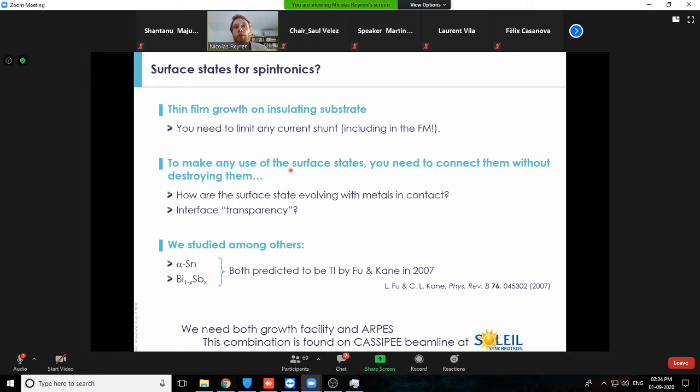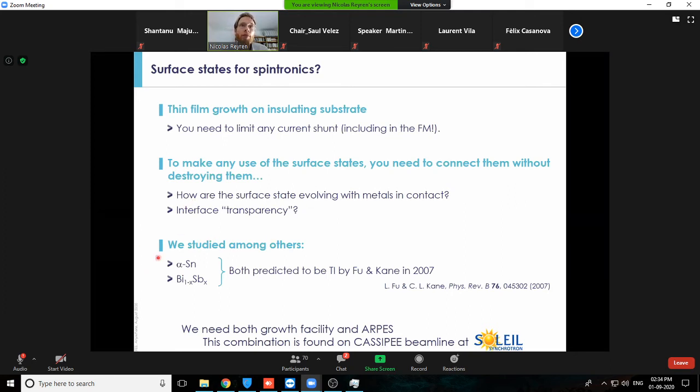And of course, if you want to make use of surface states, you need to connect them without destroying the surface states. And in particular, if you deposit a ferromagnet on top of your topological insulator, what is happening? Do you keep the conical dispersion or not? And there are also questions about the interface transparency that we have already discussed.